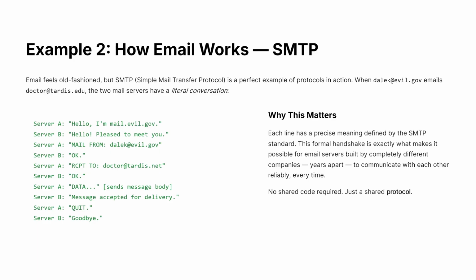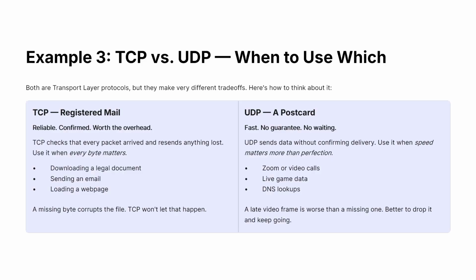Message accepted for delivery. Server A. Quit. Server B. Goodbye. That's an actual protocol conversation. Each line has a precise meaning defined by the SMTP standard. This kind of formal handshake is what makes it possible for email servers built by completely different companies to talk to each other reliably. Example 3.